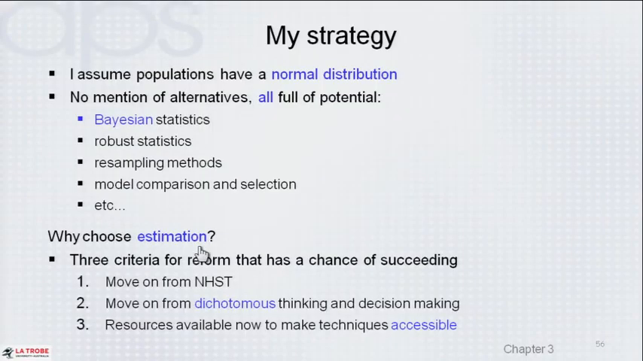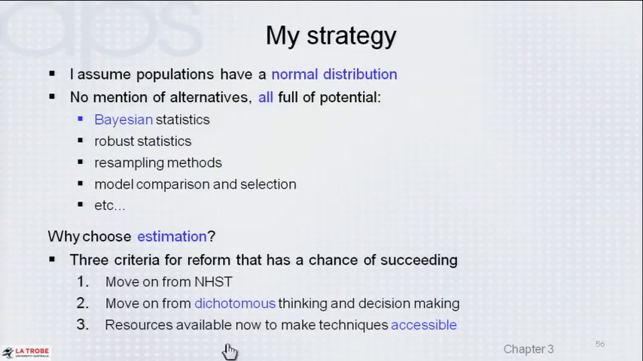Why did I choose estimation? Well, because I think for reform of statistical practices that's going to actually work and happen, we need three things. First, we've got to move on from NHST. It's so clear that it's been damaging and restrictive, despite being seductively appealing and deeply entrenched in our thinking. We need to move on, in particular, from dichotomous thinking. I mean, how limiting to build theories that just propose this is more than that, rather than to aim to be quantitative, to estimate the size of things.